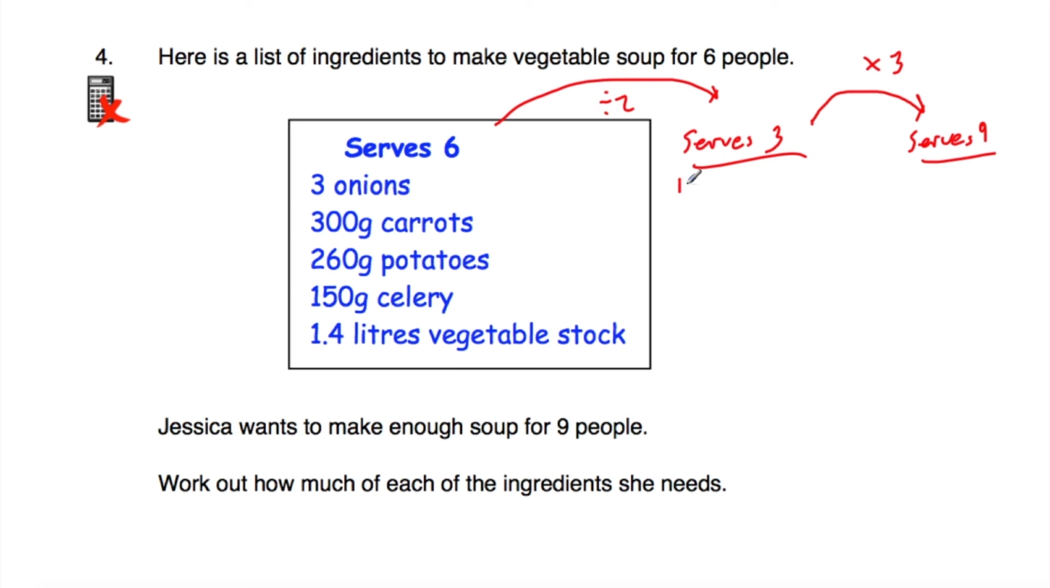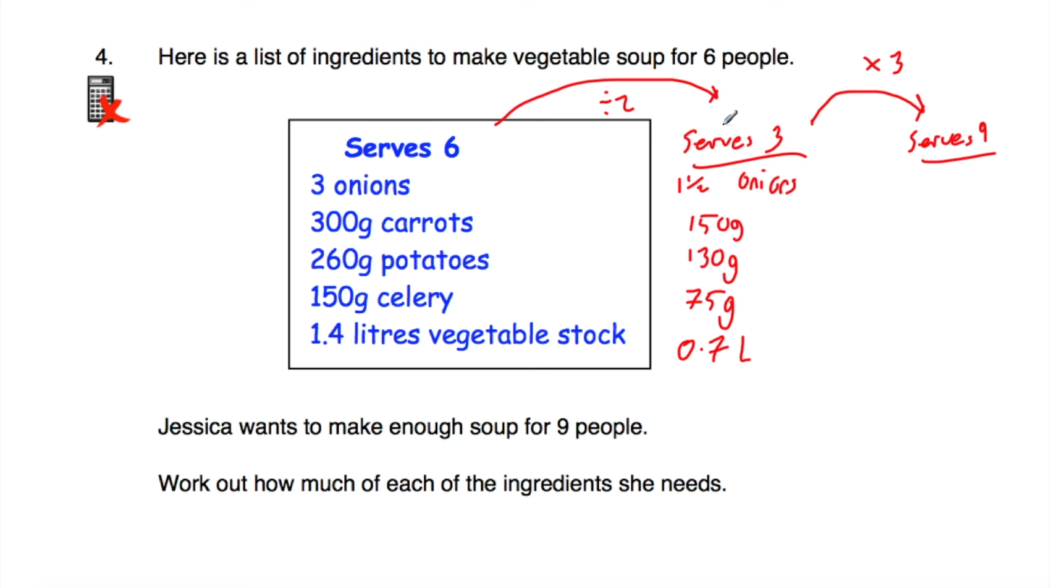We need 1.5 onions. I have 300 grams of carrots, half would be 150 grams of carrots. 260 grams of potatoes, divided by 2 would be 130 grams of potatoes. 150 grams of celery divided by 2 would be 75 grams of celery, and 1.4 litres of vegetable stock divided by 2 would be 0.7 litres of vegetable stock. You could write 700 millilitres if you wanted to, change that to 1,400 millilitres and then divide by 2 to write 700. I'd probably just keep it in litres here, but we're going to times by 3, so it's actually going to get bigger because for 9 people you're going to need more than what you needed for 6 people.